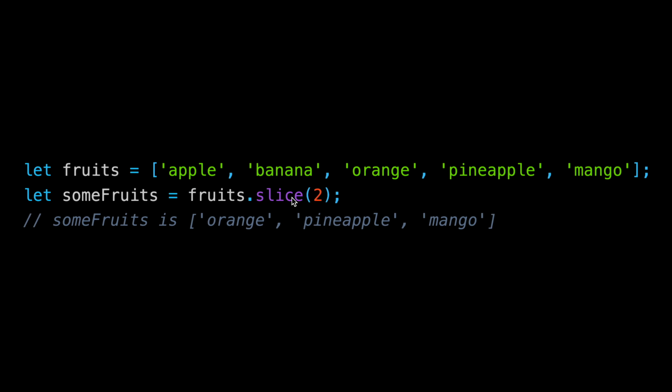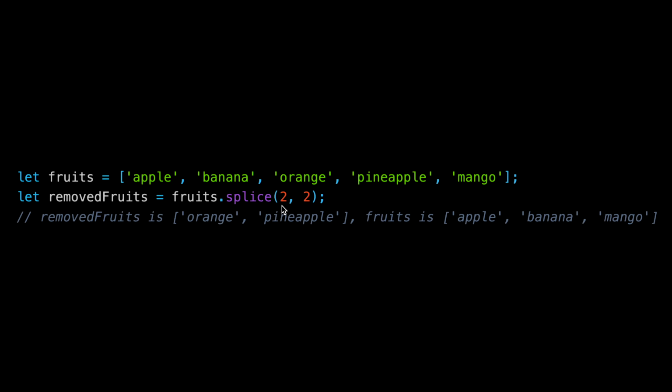And then we have splice. The splice method changes the contents of an array by removing, replacing, or adding elements. It's going to modify the original array and return an array containing the deleted elements, if any. So if we're going to splice 2, that means we're going to remove the element at index 2, 0, 1, 2, that's orange. So now we're just going to have apple, banana, pineapple, mango in the someFruits array. Now the fruits array is going to stay the same, but the someFruits array now equals this.